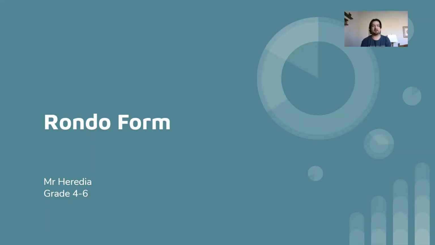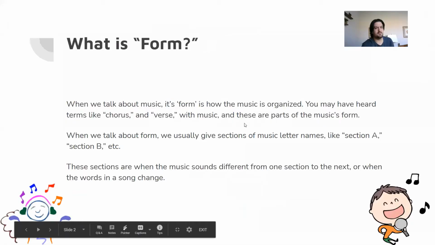Today we're going to keep on talking about music form. We talked about form actually two weeks ago. So now we're going to bring it back and learn about a new form called Rondo form. But before we get into that, I want to see if you guys remember: what is form? When we say form, what does that mean?